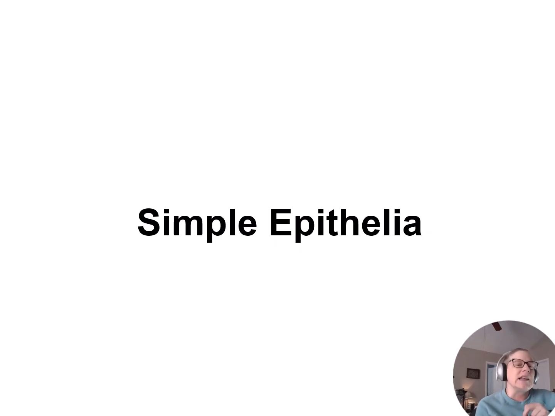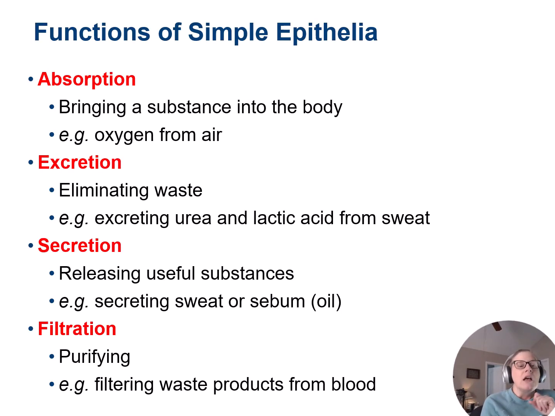Okay, let's get into some examples of epithelia. And we're going to start with the simple epithelia first. The functions of simple epithelia are really important, and you'll need to know them. They are absorption, excretion, secretion, and filtration. Absorption means that you're bringing a substance into the body. So an example of that is oxygen being absorbed from the air into your bloodstream via the structures in your lung.